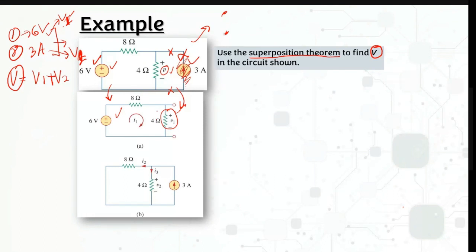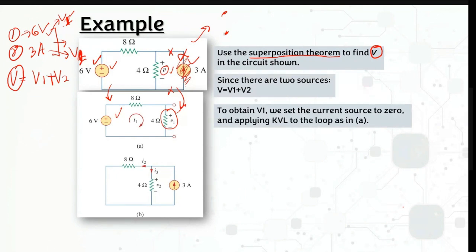So how to calculate V1 here? You can use all the techniques that you have learned in previous topics. Like for this one, to obtain V1, we set the current source to 0, which means we set it to open circuit, and apply KVL to the loop as in 1A. So you can just apply KVL in order to find the value for V1.